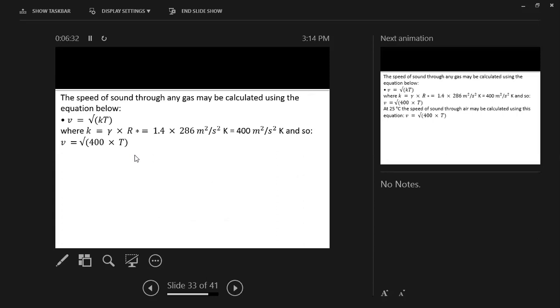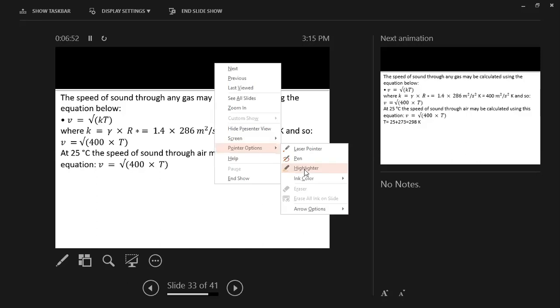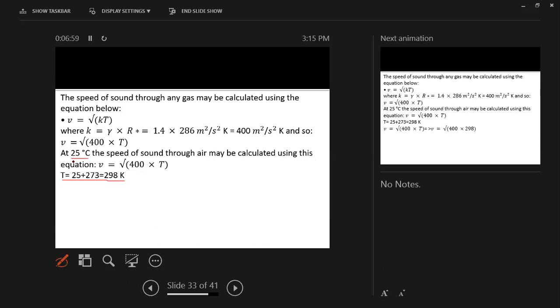For example, there is a question over here. At 25 Celsius, the speed of sound through air may be calculated using this equation: speed of sound equals the square root of 400 times temperature. In order to do this, you have to convert 25 Celsius into Kelvin. How are we going to do it? 25 Celsius plus 273 gives us the temperature in Kelvin scale. It is going to be 298 Kelvin.